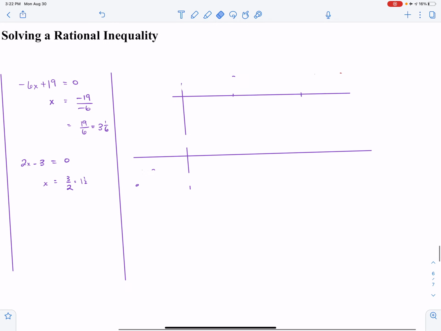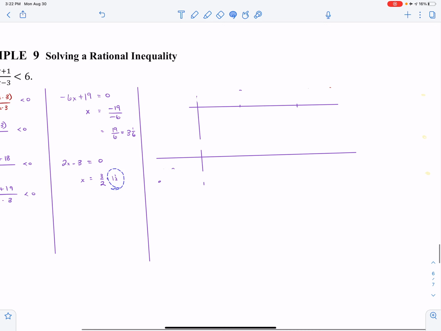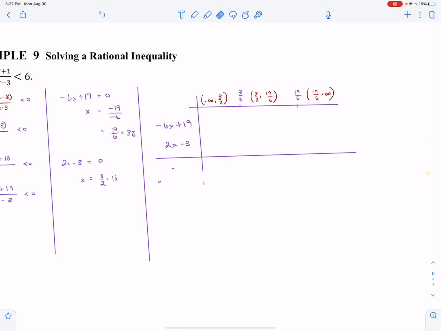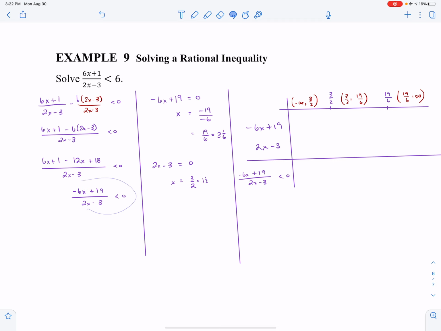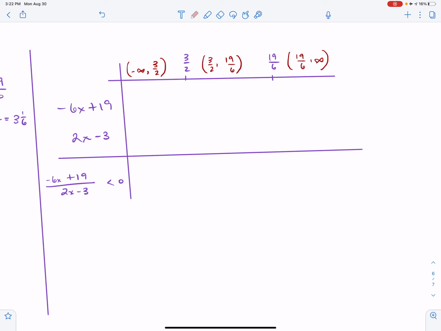1.5. Now let's go put those numbers, the 3 and 1/6 and the 1.5, only I used improper fractions, on our number line. And this also helps us to split it up into our intervals. We'll make a list of our numerators and denominators. And then, coming back to our original question, we want our fraction to be less than 0.